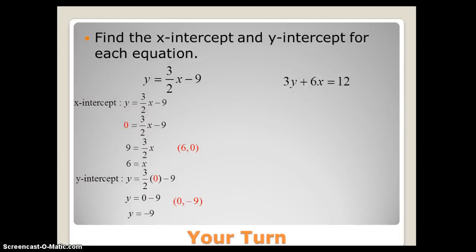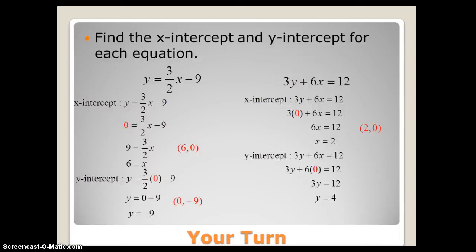Now in standard form, it's also very easy to find the x and y intercepts, and this is one of the useful pieces of standard form. So for the x-intercept, we plug in 0 for y. 3 times 0 is 0, so we get 6x is 12. Divide by 6, x is 2. So it's (2, 0). For the y-intercept, we plug in 0 for x, so they cancel. 6 times 0 is 0. So we get 3y is 12, so y equals 4.